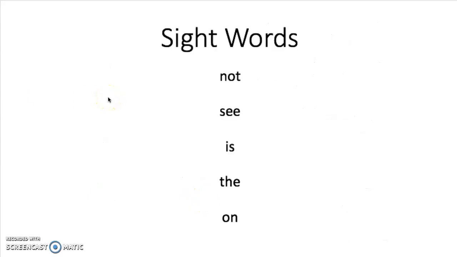The title of our reader for this week is I See a Bee. Some of the sight words that you'll notice in the reader, that are patterns within the sentences, are N-O-T, which says not, S-E-E, which is see, I-S, which is, T-H-E, which is the word the, and O-N, which is the word on.